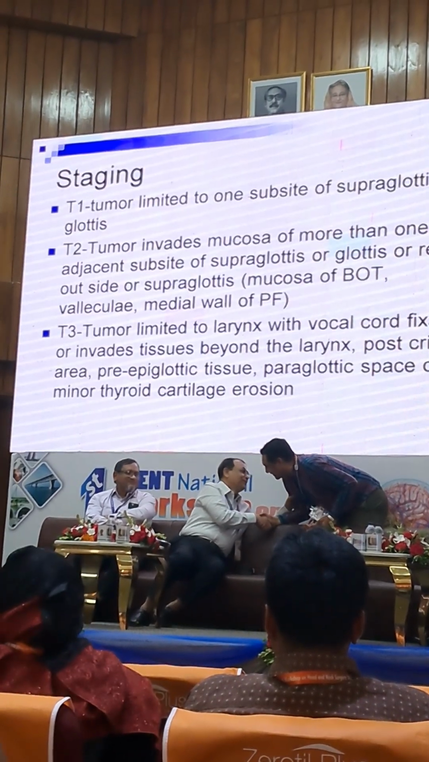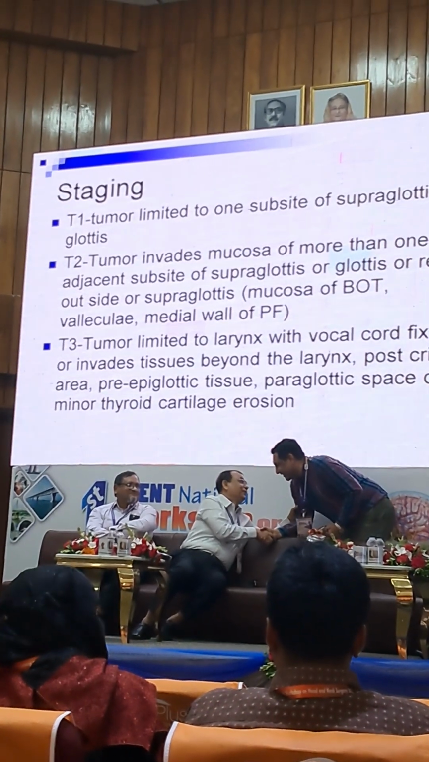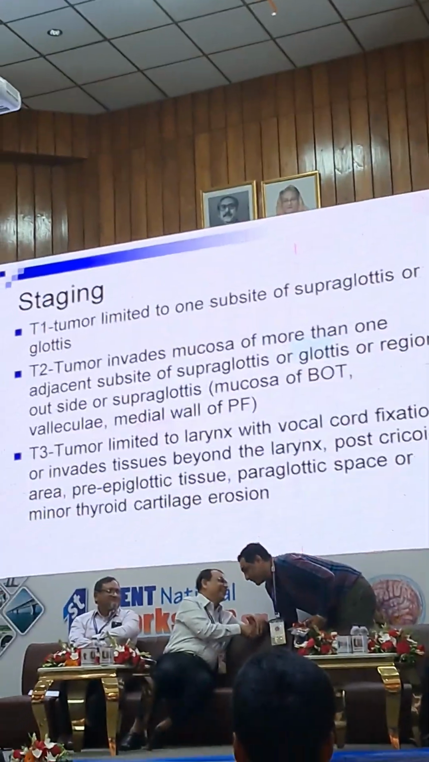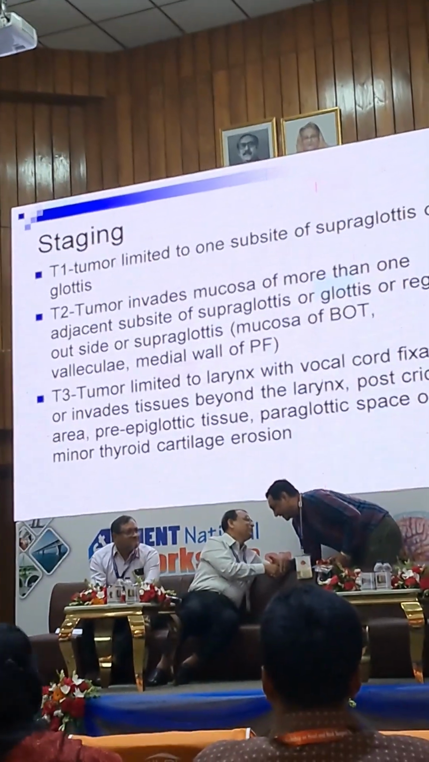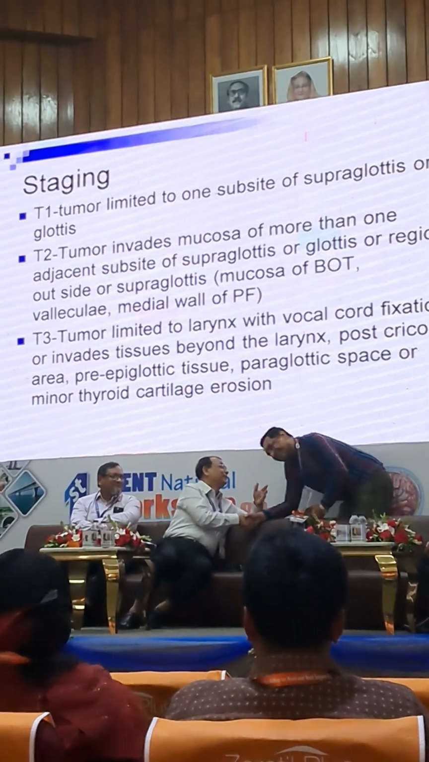Then staging of the tumor. T1: tumor limited to one subsite of supraglottis or glottis. T2: tumor invades mucosa of more than one adjacent subsite of supraglottis or glottis, or a region outside the supraglottis, that is mucosa of the base of the tongue, vallecula, medial wall of the piriform sinus.